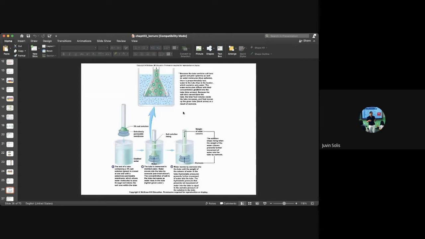And as you can see here, this beaker has water and has what is this? Is this salt? What is happening here is the water is going up. Okay, that's how the osmosis is being utilized here.